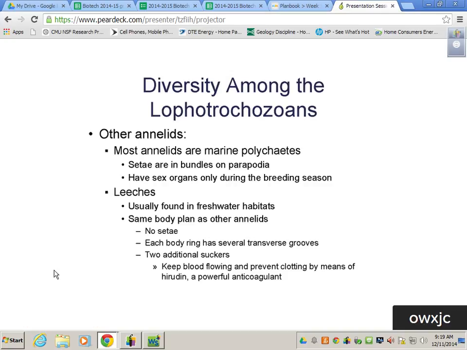So there are other annelids. Most annelids are marine polychaetes, and setae are in bundles on parapodia. They have sex organs only during the breeding season. That's really weird, right?